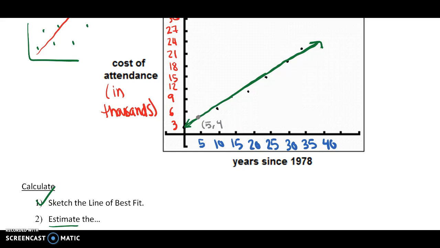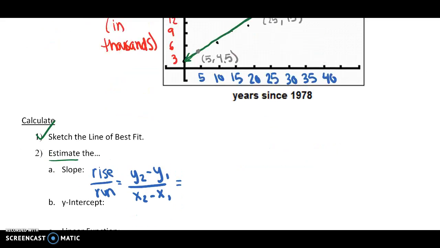What's in between 3 and 6? Probably not 4, but 4.5. So that'd be $4,500. And maybe I'll pick, and I'm trying to pick points that are close to our values. So maybe I'll pick that this is 25 years away, and we're at about $15,000, right? Again, I'm making estimations, but let's use those 2 points.